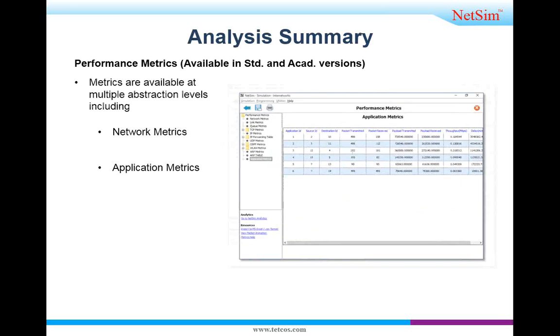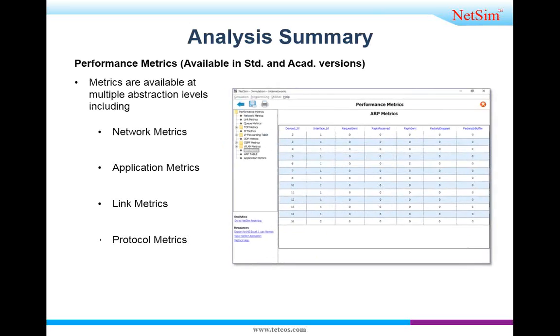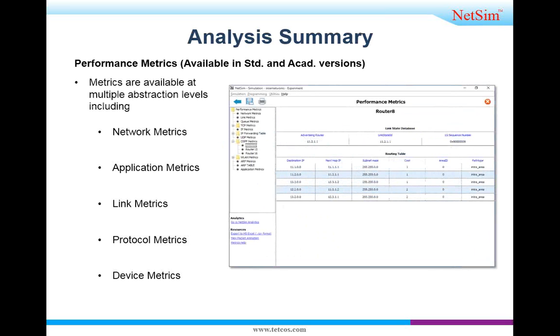In the analysis summary, I've told you that it creates protocol performance metrics in both the versions, standard and academic both. Then in performance metrics, there are network metrics, application metrics, link metrics, protocol and device metrics. Network metrics allow the user to view the values of the metrics obtained based on the overall network, like you can see the detail of the whole network throughput. Then application metrics display the various metrics based on the application running in the network scenario, like throughput, delay, etc.